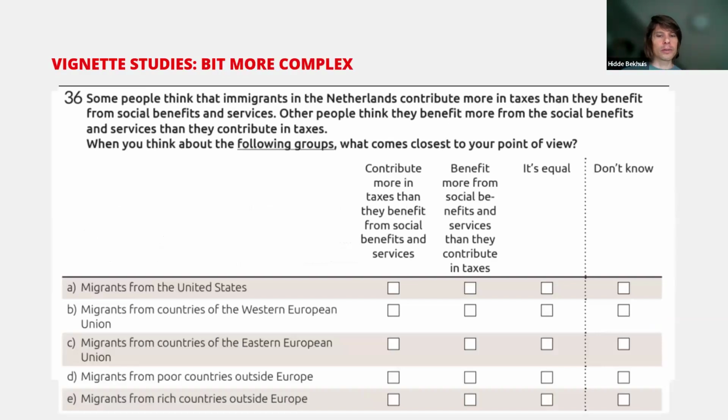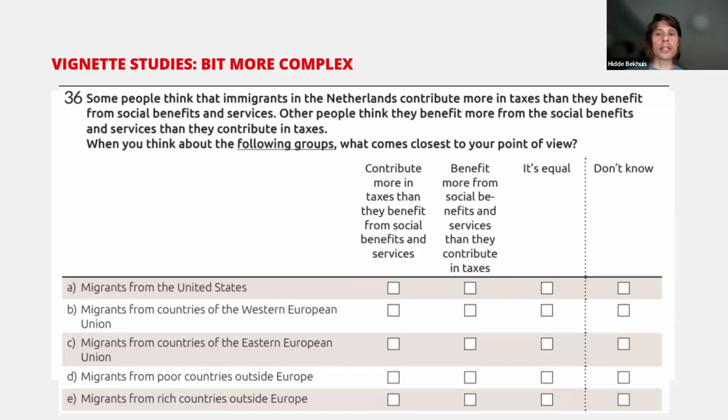If you're going to be a bit more complex, also from the MyFair survey, you get this question: some people think that immigrants in the Netherlands contribute more in taxes than they benefit from social benefits and services. Other people think they benefit more from social benefits and services than they contribute in taxes. When you think about the following groups, what comes closer to your own point of view? And then you can choose between migrants from the US, migrants from countries of the Western European Union, migrants from countries of the Eastern European Union, migrants from poor countries outside Europe, migrants from rich countries outside Europe. So we have five groups or subjects, five types of migrants, and then you can choose between they contribute more, or they benefit more, or it is equal.